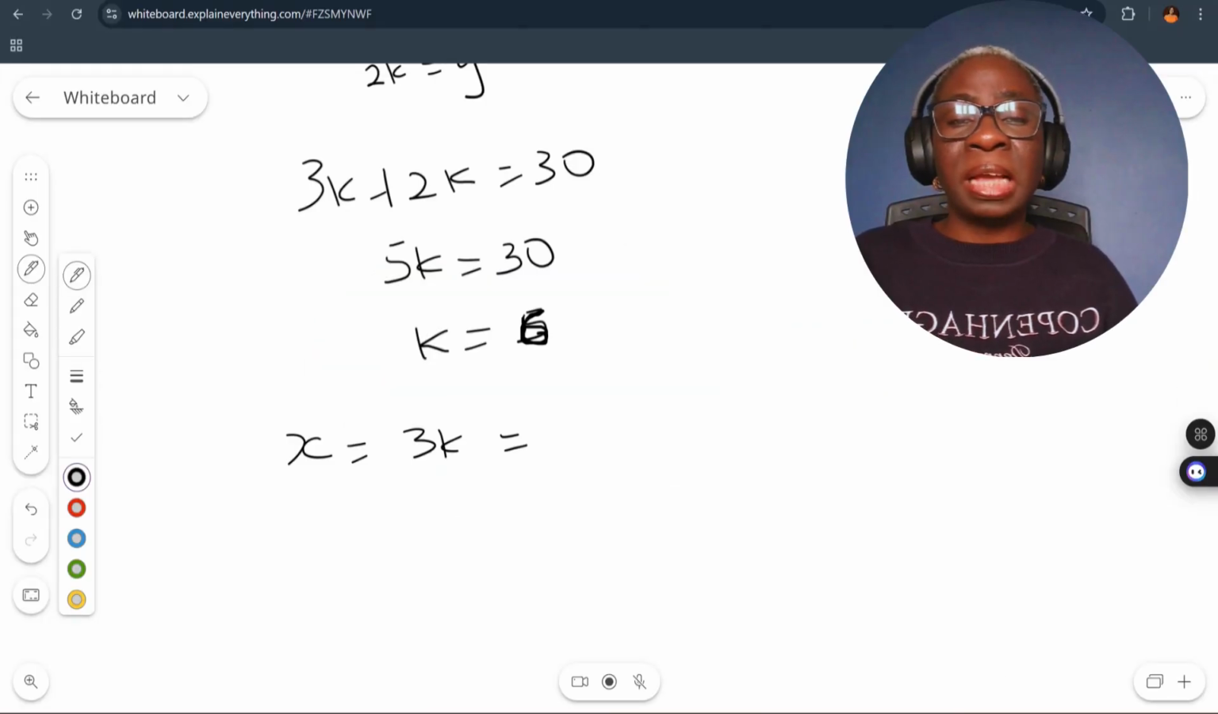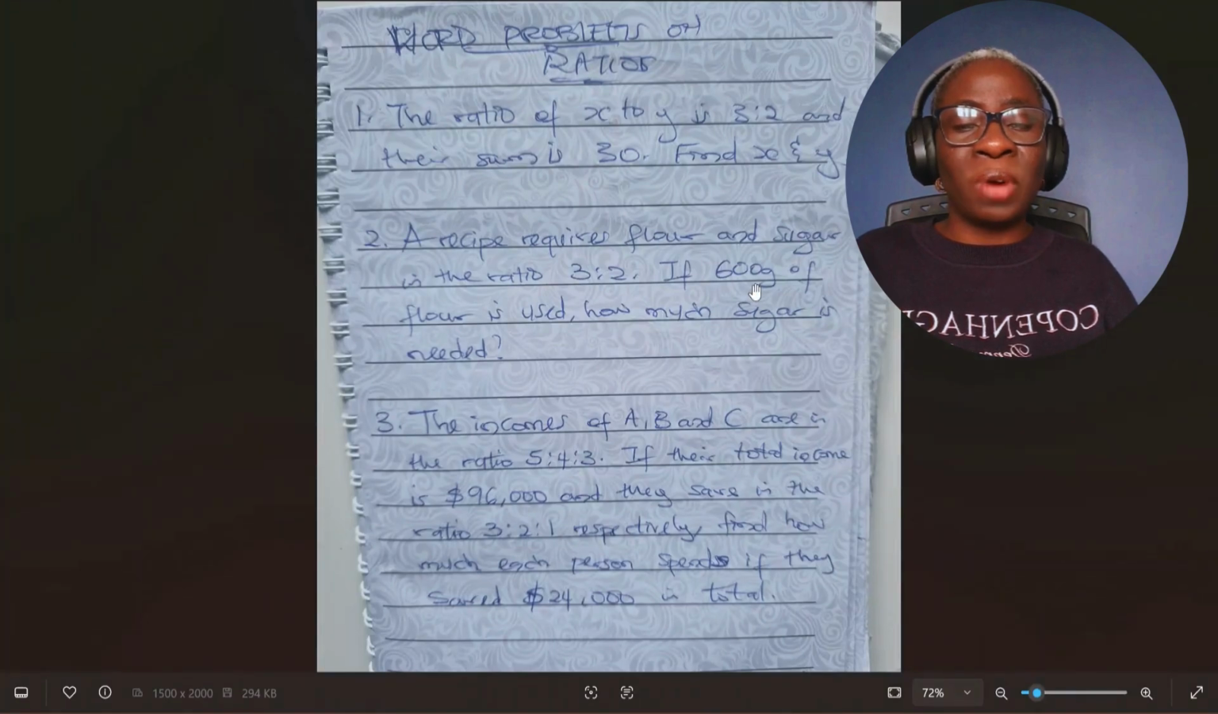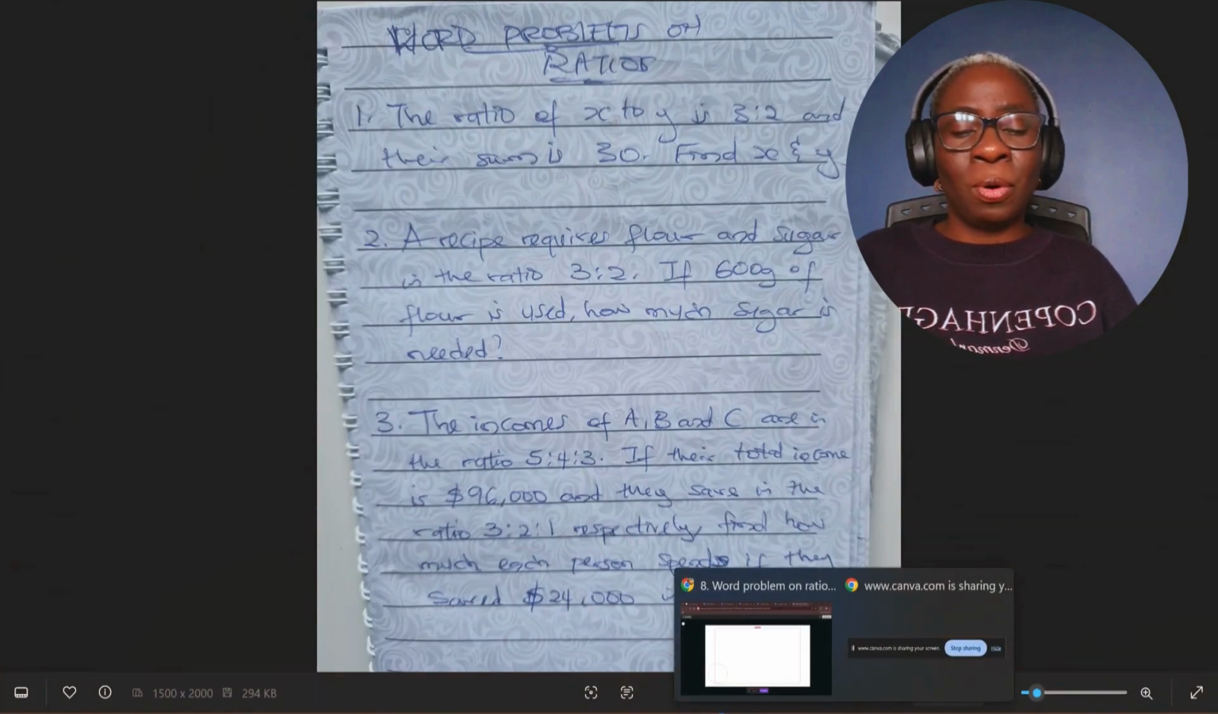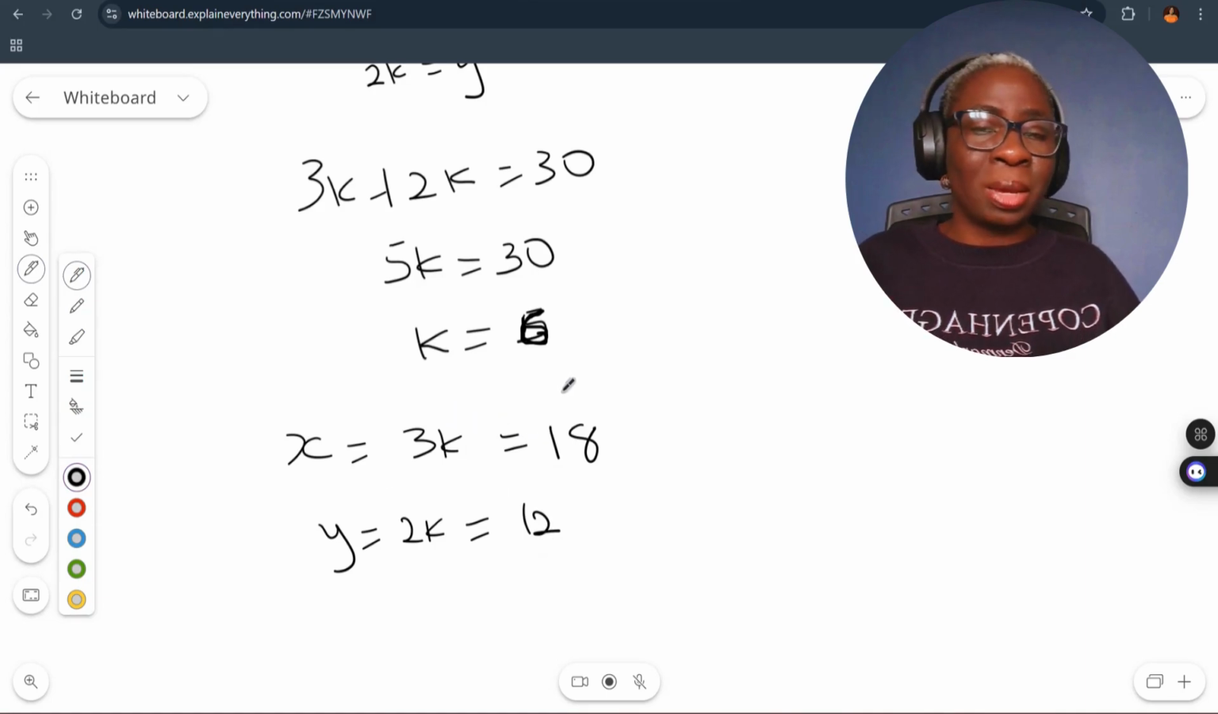So if k is equal to 6, x will be equal to 3 times 6, and that's 18, and y is equal to 2k. Don't forget, that will be 2 times 6, and that's 12. The question says we should find x and y. Therefore x is equal to 18 and y equals 12.